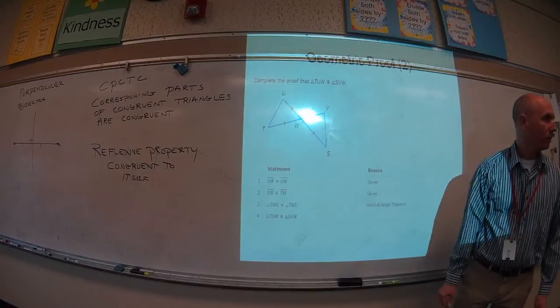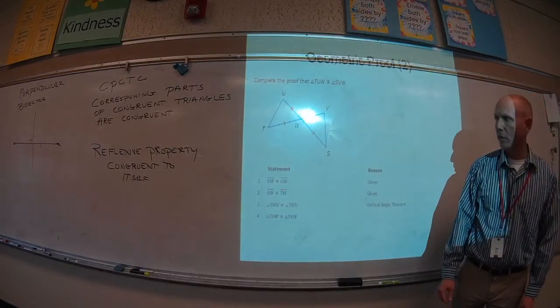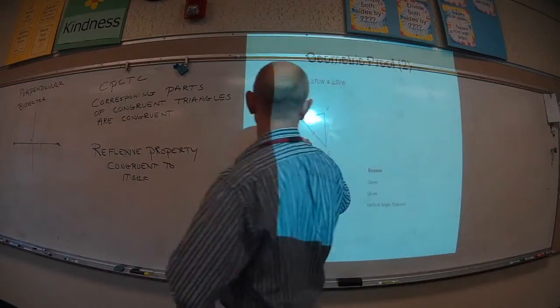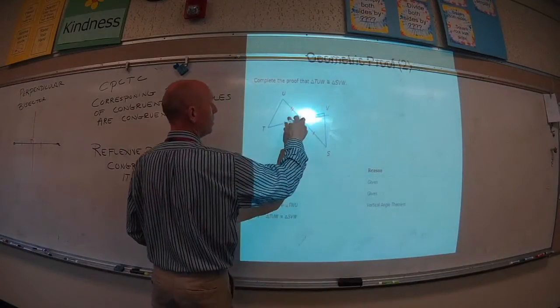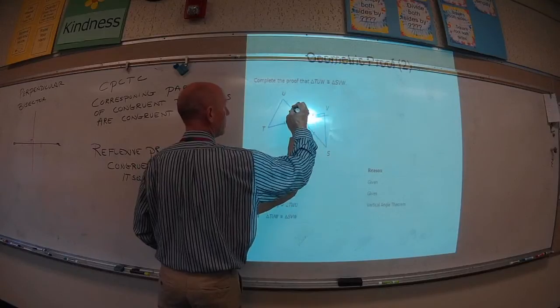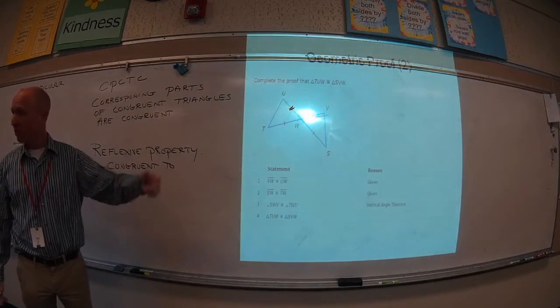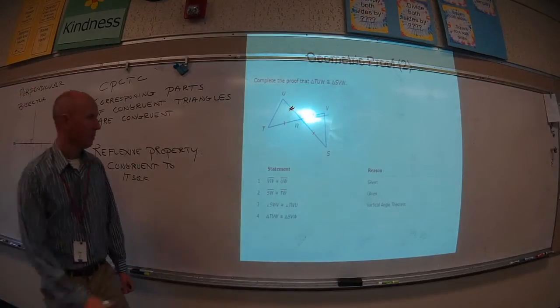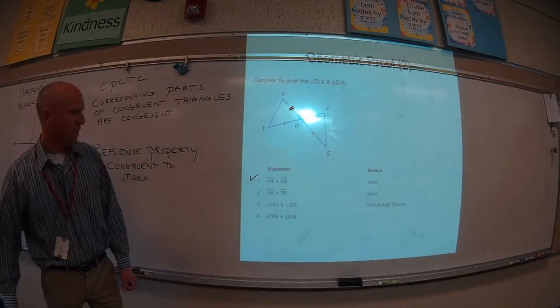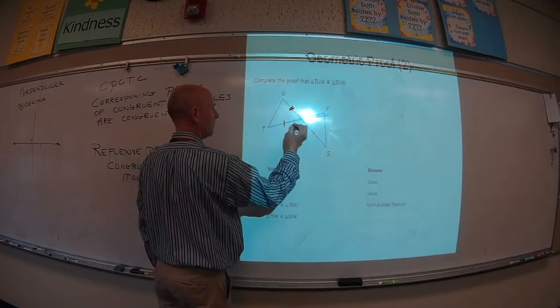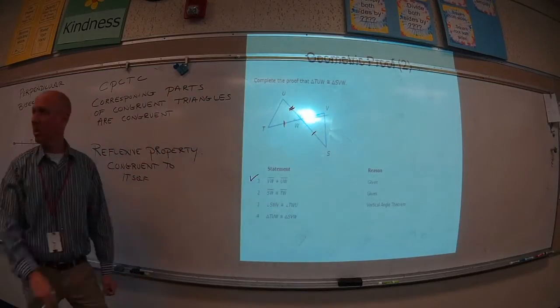I've given you this picture. It's a beautiful picture. Let's start with the proof. VW equals UW. VW is congruent to UW. Given. That was on the picture. SW equals TW. Yes, given. That was on the picture.